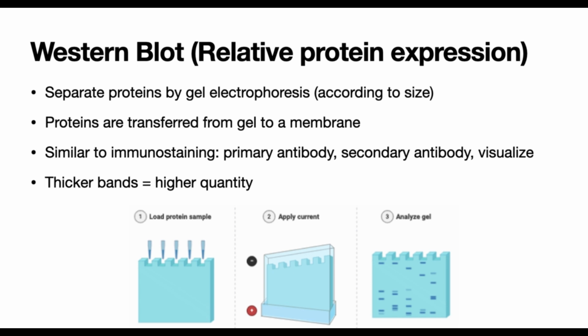This happens because we know that larger proteins move slower than small ones, so the result is a gradient of proteins by size. Proteins are then transferred to a membrane that can then be processed similar to an immunostaining experiment. So first we add a primary antibody for our protein, then a secondary antibody, and then we can visualize the resulting bands and make conclusions about the expression of a protein based on the thickness of the bands that we see. So thicker bands means higher expression of the protein.